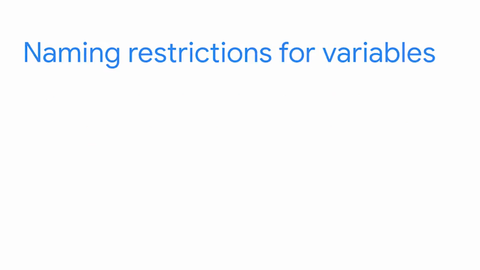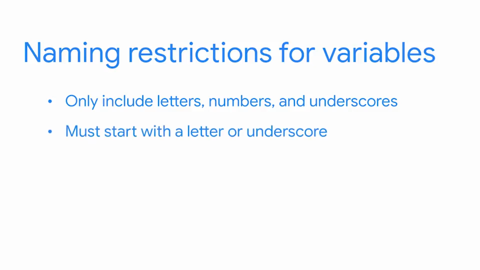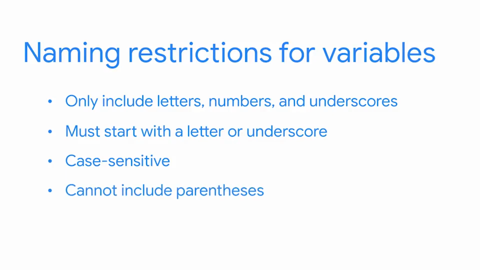Precision is essential when programming. This is why there are naming restrictions for variables. For instance, variables can only include letters, numbers, and underscores. This means you can't use spaces, tabs, or special characters, such as the $ sign or ampersand. Another rule to keep in mind is that while variable names can contain numbers, they must start with a letter or underscore. Also, Python is case sensitive, which means capitalization matters. Lastly, variable names cannot include parentheses. This is because parentheses have other uses in Python.